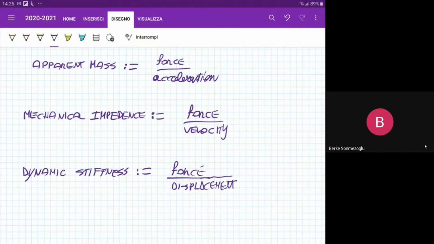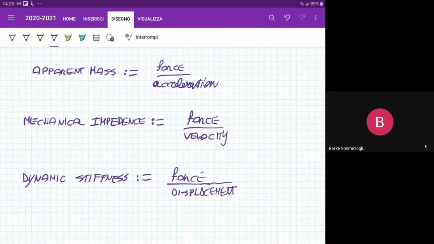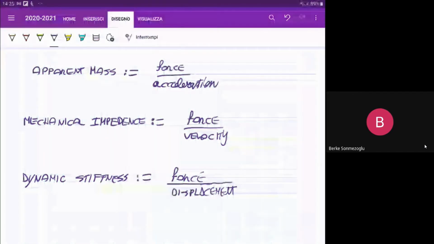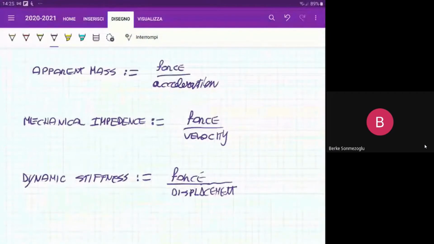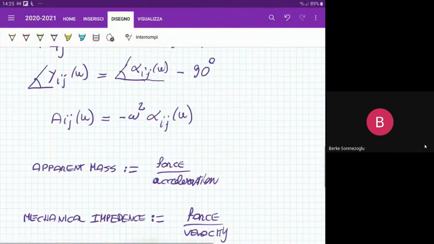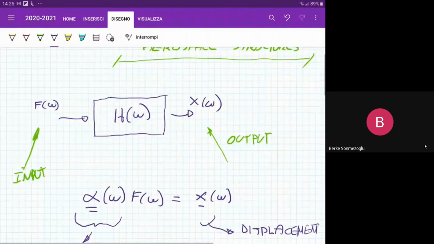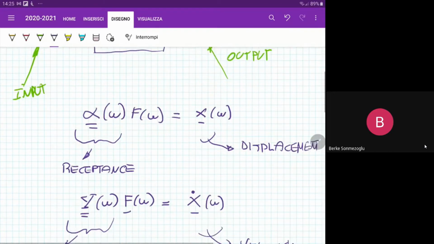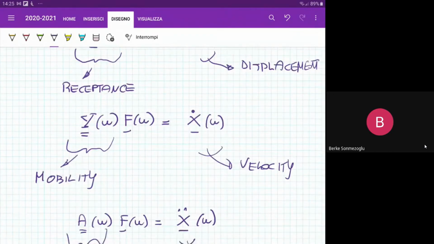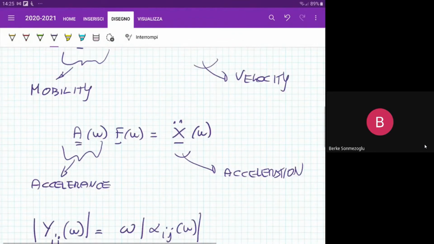Finally, a last remark on the typical frequency response function. Now, as a whole, I'm not entering into what kind of frequency response function I'm referring to. I'm generally referring to the relation between whatever input and whatever output does the frequency response function. I'm not referring to a specific output. It could be either displacement, velocity, or acceleration.